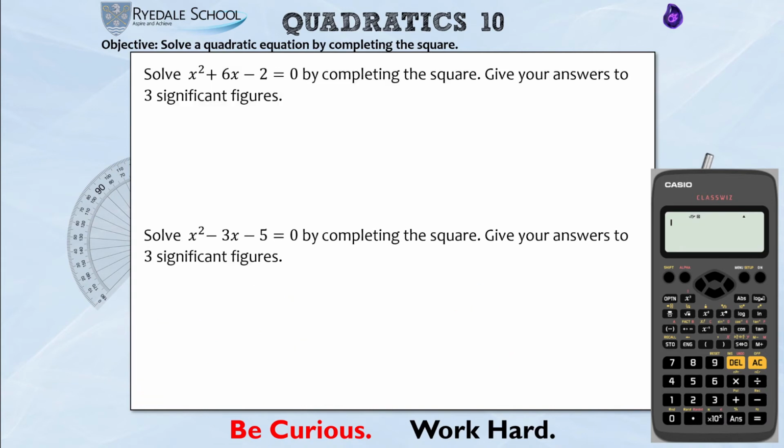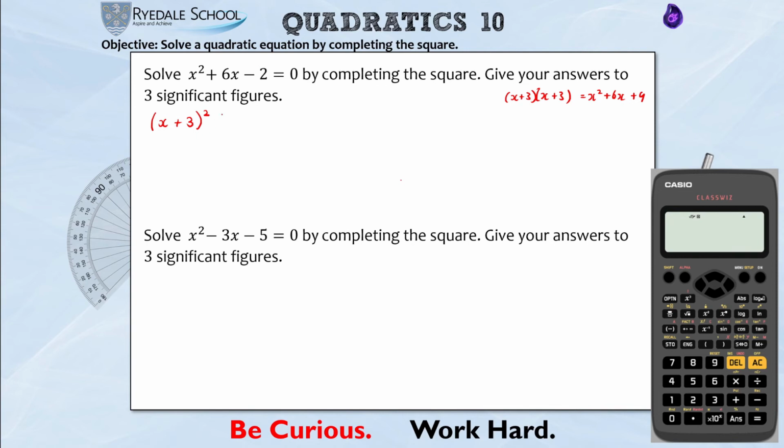So my second example says solve x squared plus 6x take 2 equals 0 by completing the square, but this time we're giving the answers to 3 significant figures. So let's go through the process of rewriting this by completing the square. So I know that in my bracket I need half of the 6. So it's x plus 3 squared. I know that x plus 3 squared, just do it over here, is x squared plus 6x plus 9.